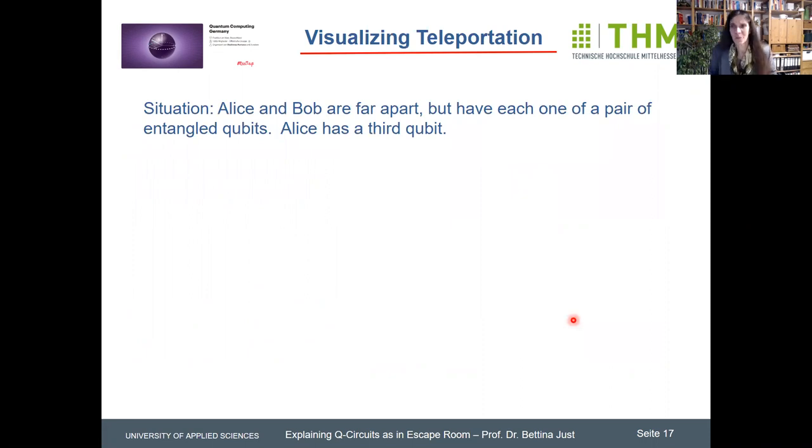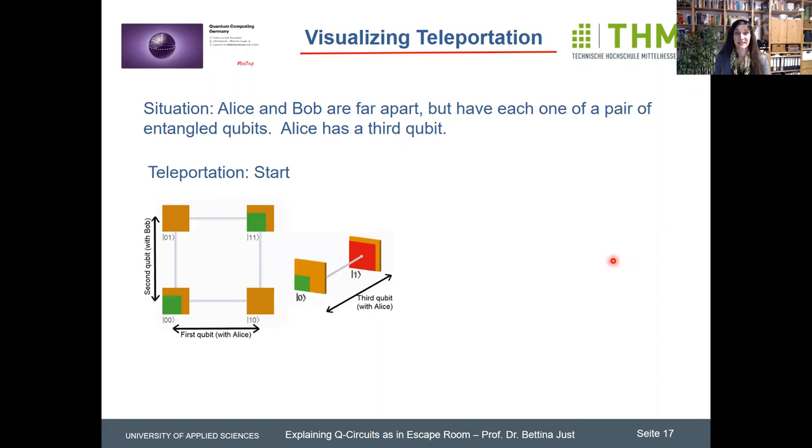Now it comes to the original aim. The original aim was visualizing teleportation. To recall teleportation, Alice and Bob are far apart, but each of the two has one of an entangled pair of qubits. So this is the situation. And Alice has a third qubit. So imagine I am Alice and you are Bob. We have two qubits, mine, which is responsible for left-right, and yours, which is responsible for up-down. These two qubits are prepared before, and one is given to me and one was given to you. And then we separated. We are far apart now.